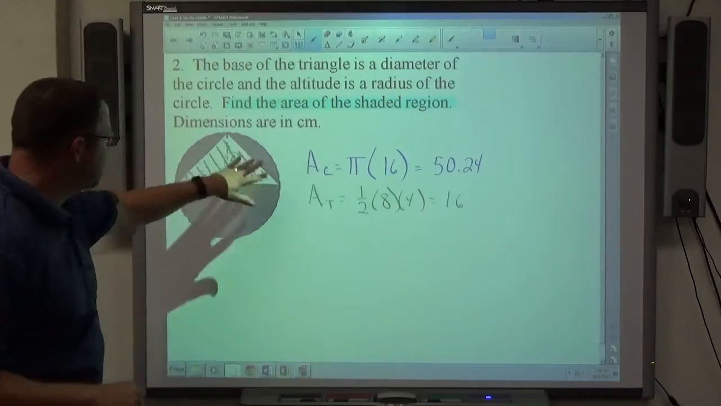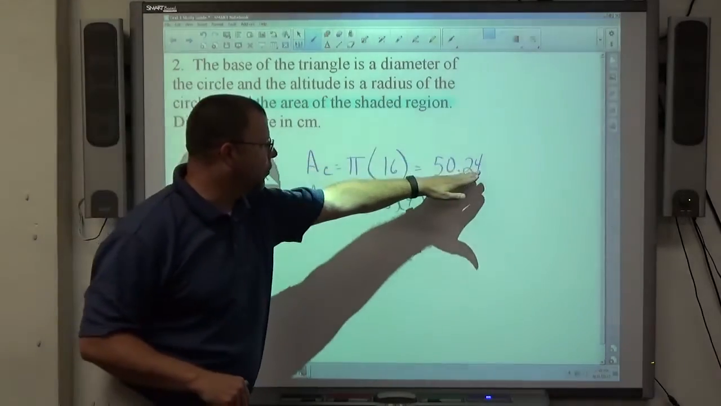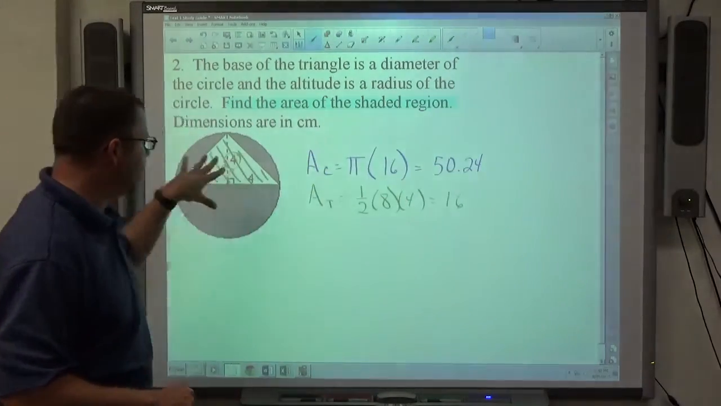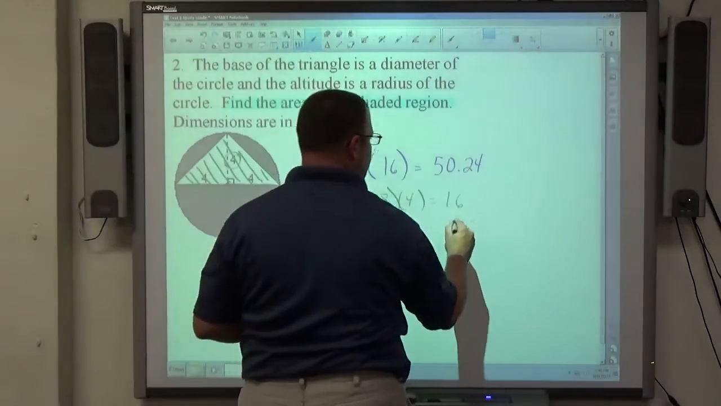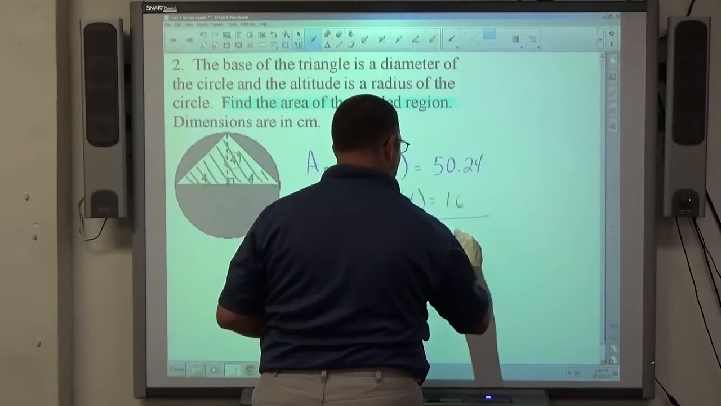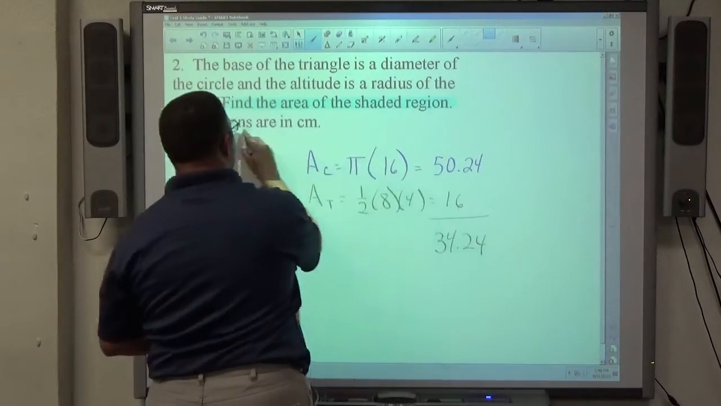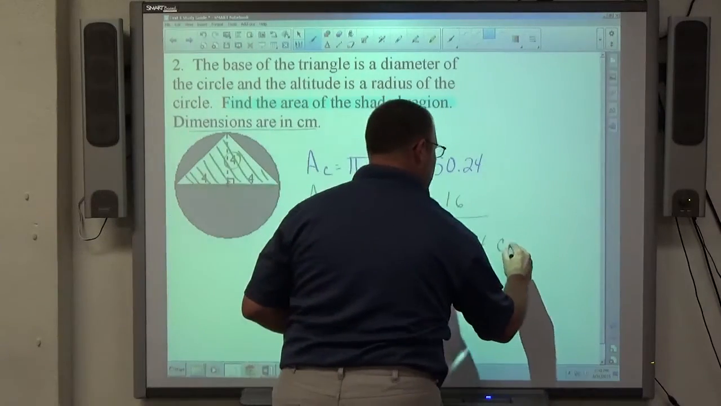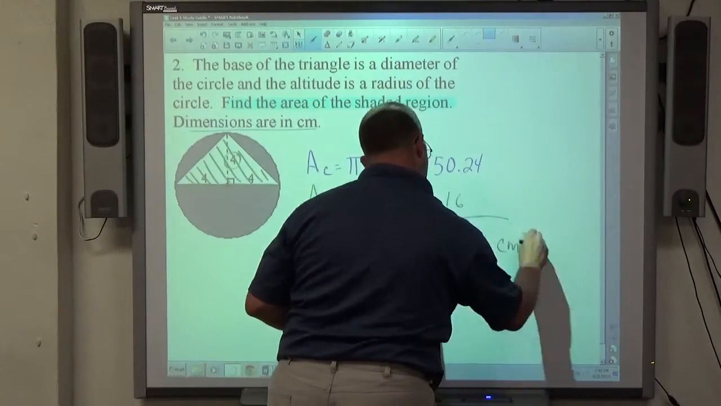So the area of the shaded portion is simply the area of the whole circle minus the one triangle that's being cut out of it. 50.24 minus 16 is 34.24. Dimensions are in centimeters, so that'll be centimeters squared.